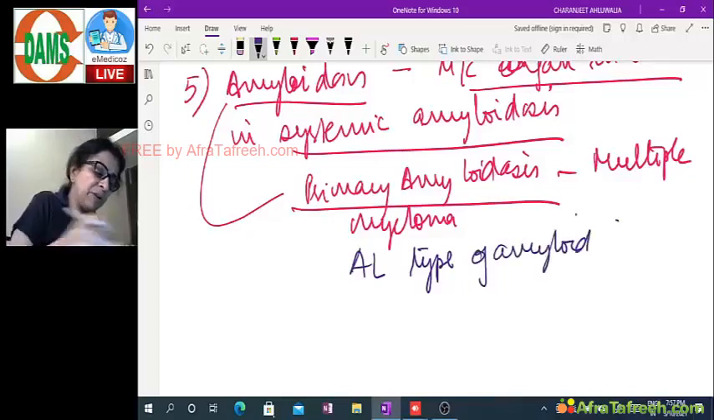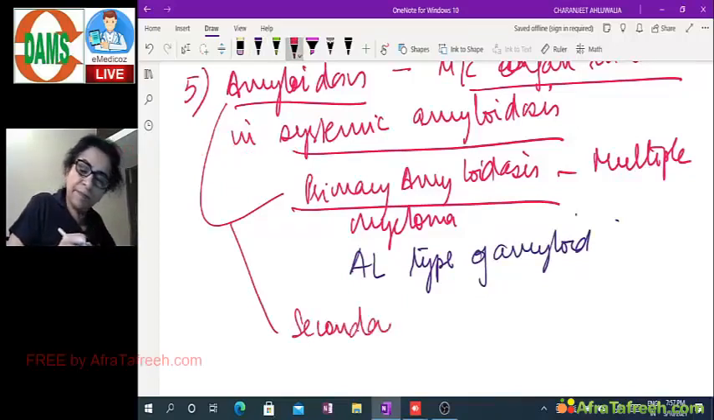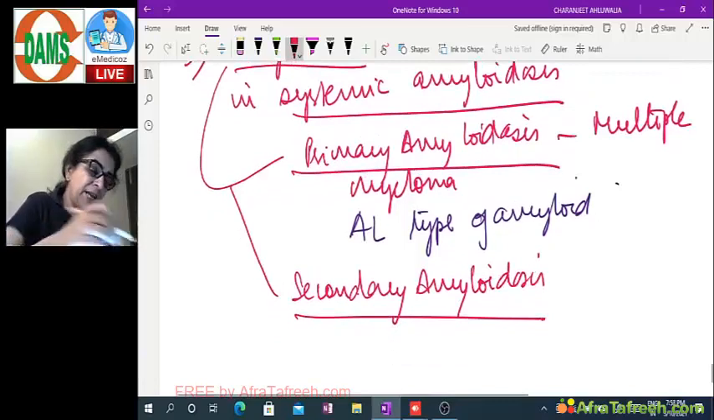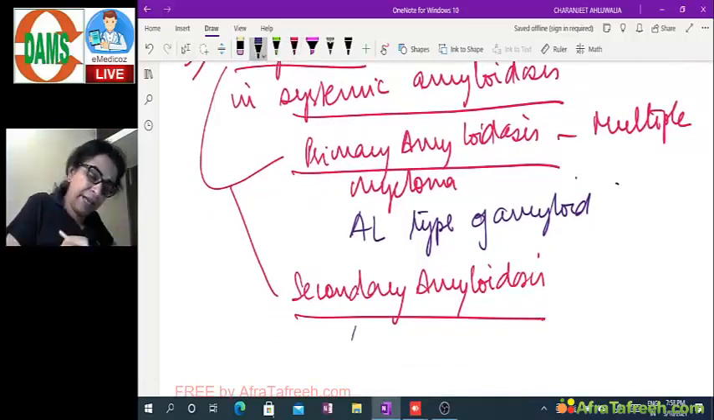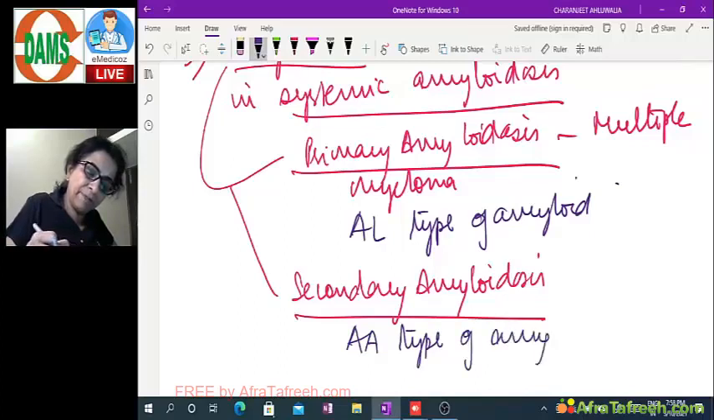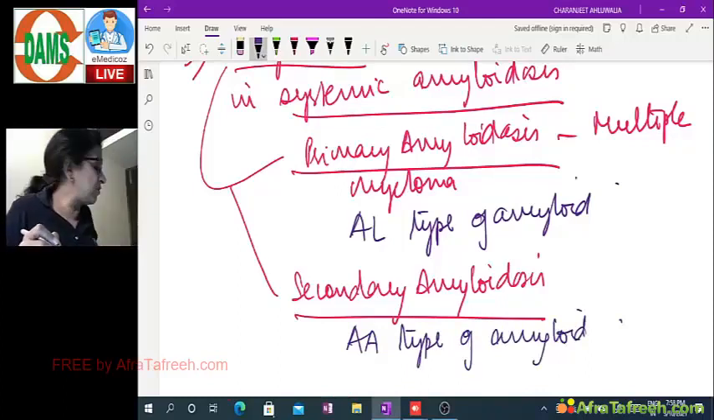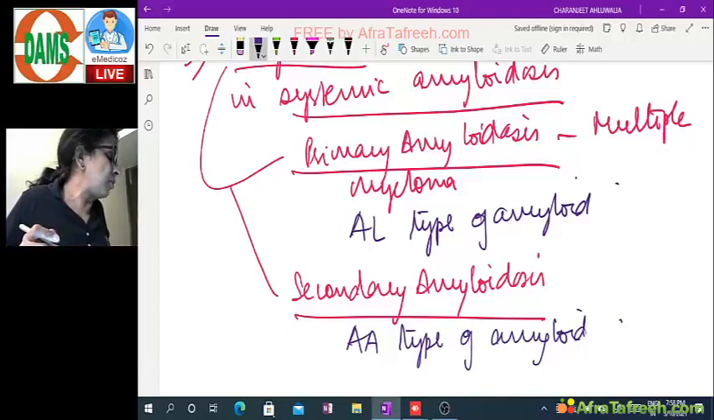Second, kidney can also be involved in secondary amyloidosis, which you see in patients with chronic inflammatory conditions. And here it is AA type of amyloid. So now this finishes nephrotic syndrome.